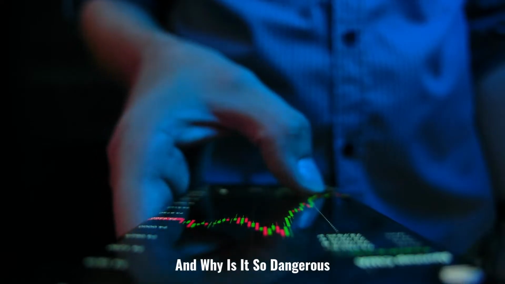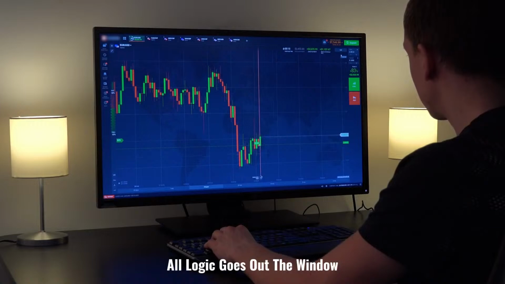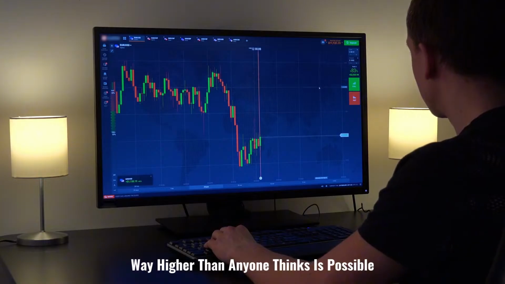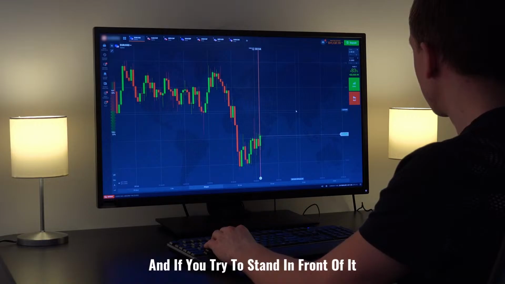And why is it so dangerous? Because when fear takes over, all logic goes out the window. The price can go way, way higher than anyone thinks is possible. It's like a runaway train. And if you try to stand in front of it, well, it's going to be devastating.